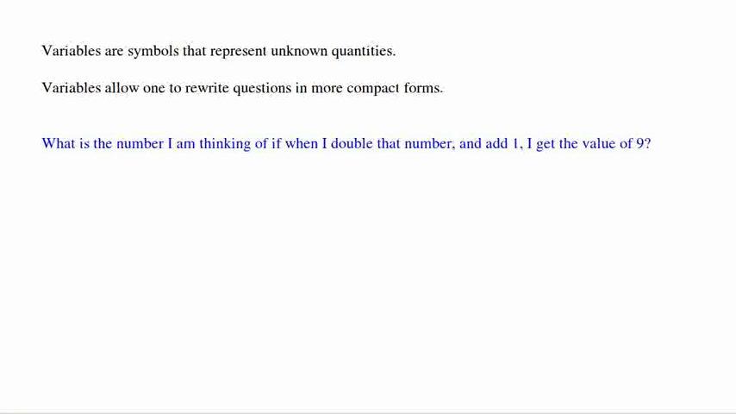Watch this. Would you agree that what we're basically looking for is some mystery number such that if I multiply that number by 2, so 2 times question mark, where I'm using question mark to represent a mystery number, 2 times that question mark plus 1 is equal to 9. Okay? Now, can you see how much more compact that equation is compared to the sentence in English? So that's the power of variables.